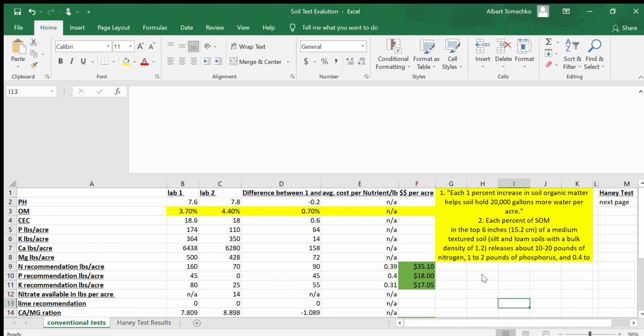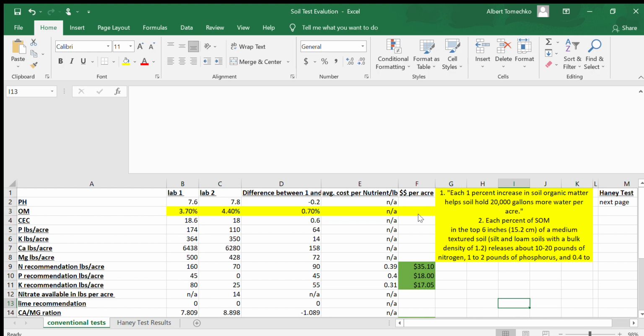But to start, let's start with the pH. The Haney test results, you see here in row 2, pH. The Haney test results actually came back at 7.9. So relatively close in comparison to the other two labs. So it doesn't appear that the pH has a huge amount of variability, at least in this small sample size.